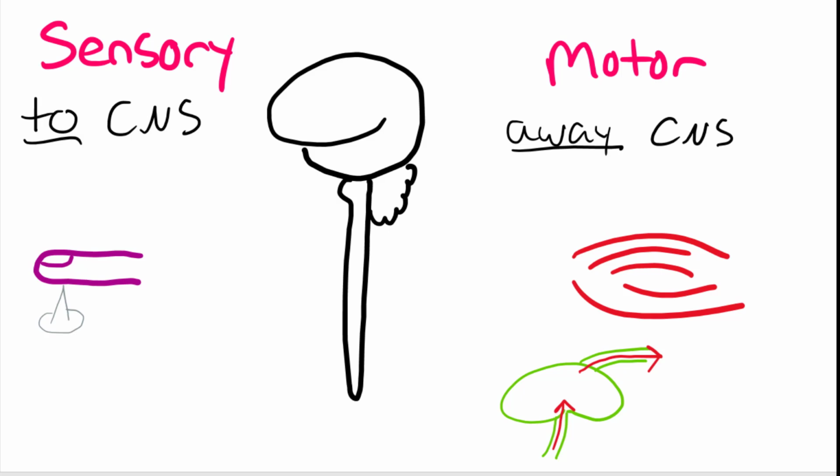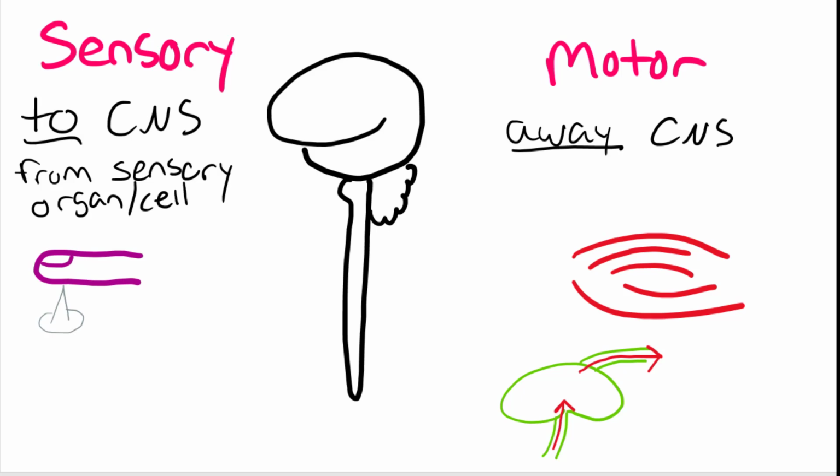If a sensory pathway or neuron is delivering information to the central nervous system, then that means the information has to be coming from not the central nervous system. In this case, the information is coming from some sort of sensory organ or sensory cell.